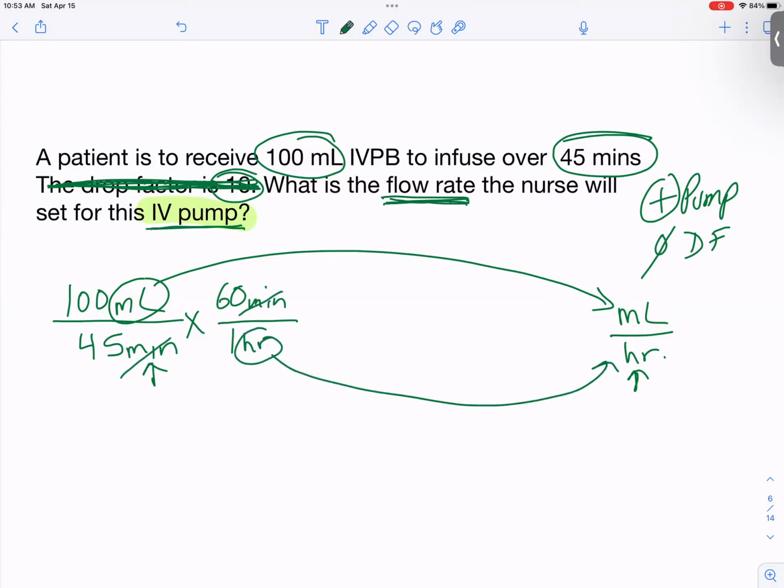That's it, I'm done. So 100 times 60 is 6,000, and 45 times 1 is 45. When I divide, I get 133.33. 10 and up, I round to a whole number. I still follow the rounding rules with a pump. So it's greater than 10, so I'm going to round to a whole number. My answer is 133 milliliters an hour.